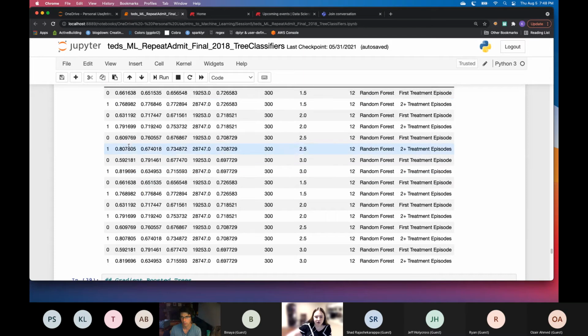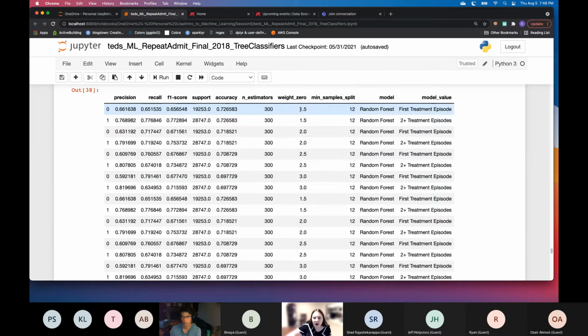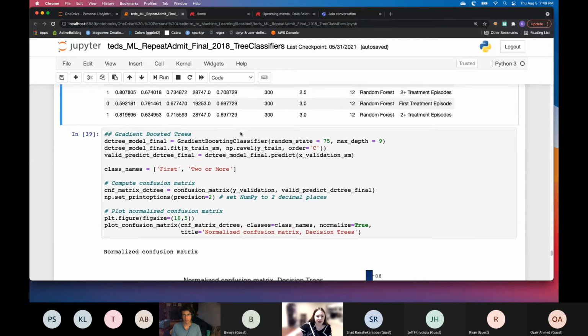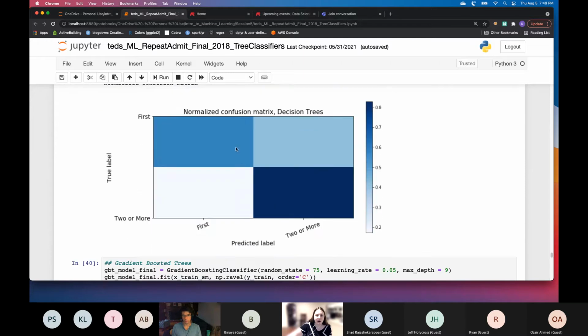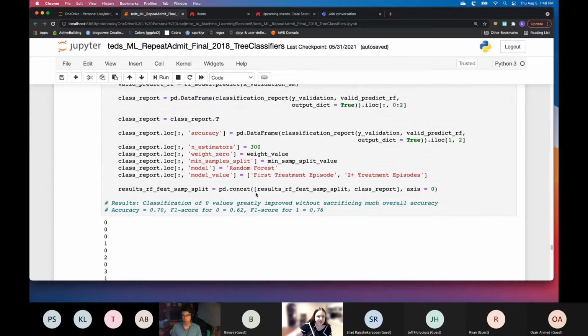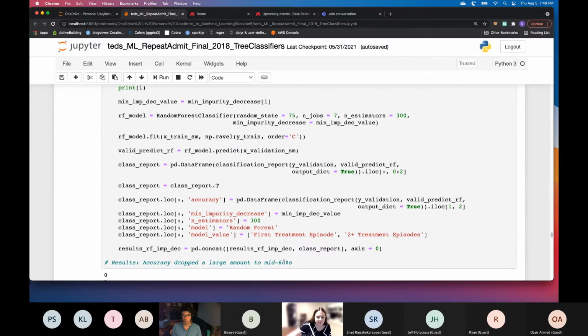Down here, we're seeing that we are doing well with a weight for the 0s of 1.5. This is going to help when we're trying to get those false negatives down. And in this case, we're hitting a 72% accuracy. And this goes into the holdout data set with our final models. Are there any questions about random forests before I move on to gradient boosted trees?